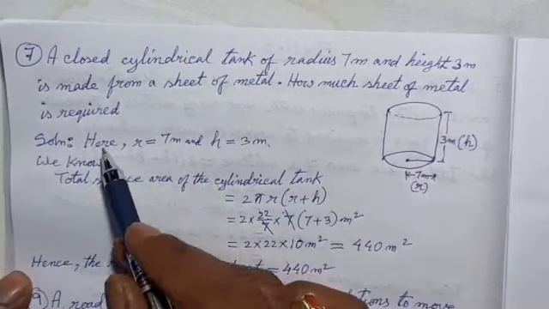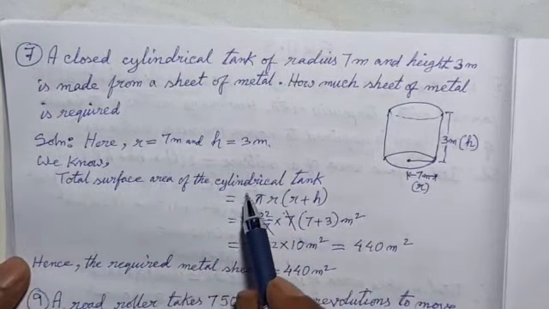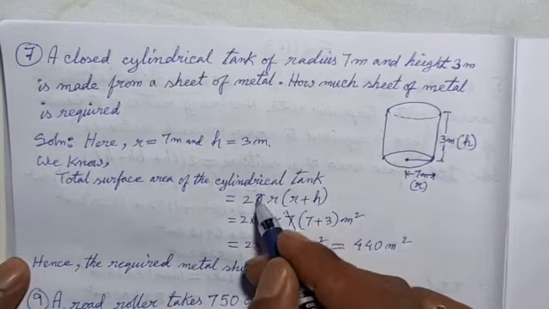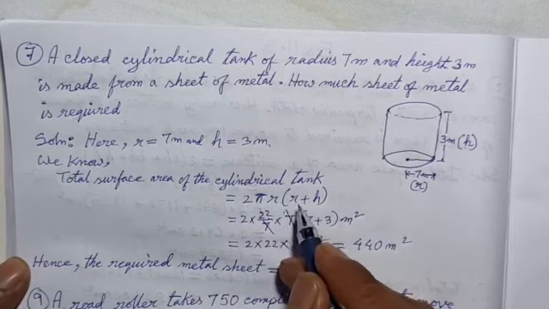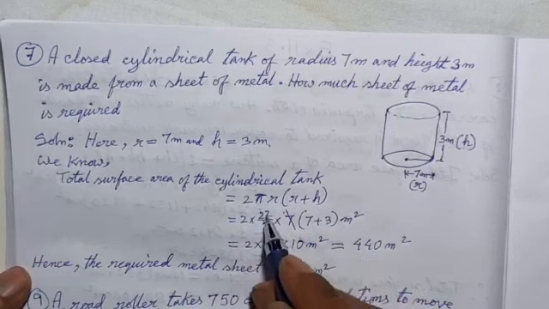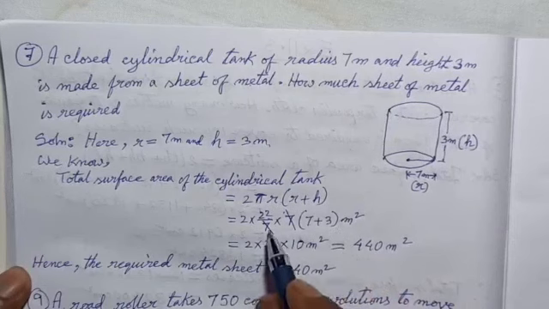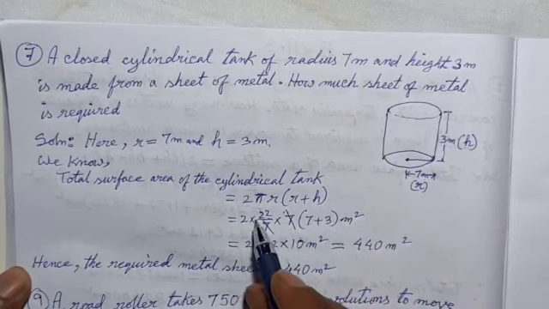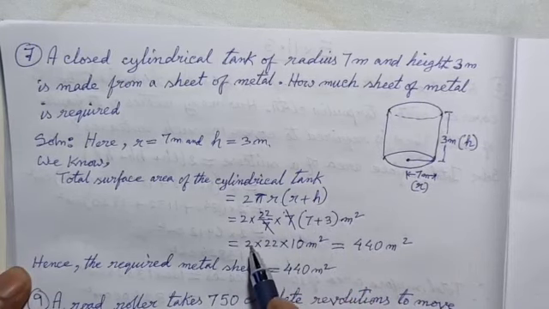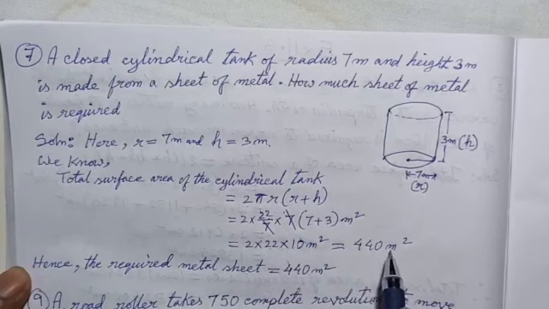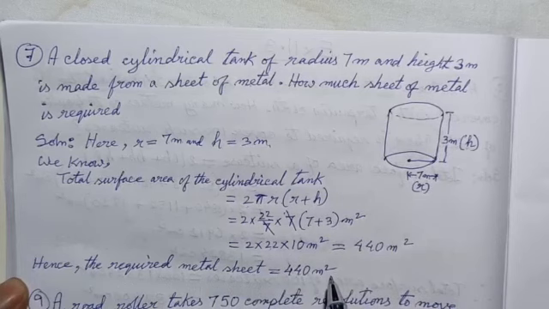Now solution. Here radius r is 7 meter and height is 3 meter. We know the total surface area of a cylindrical tank, its formula is 2 times pi r in the bracket r plus height. Now 2 into pi is 22 by 7, radius is 7 plus height is 3. Then 7 are cancelled. 2 into 22, and if we add together 7 plus 3, that is 10, and unit is meter square. 2 into 22 is 44, 44 into 10 is 440 meters square. Hence the required metal sheet is 440 meters square. Here this is the answer.